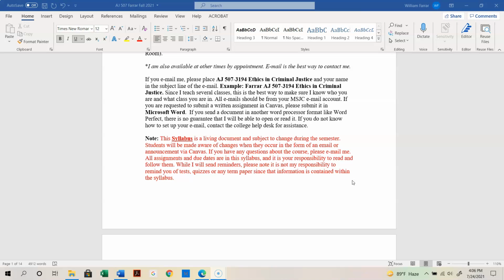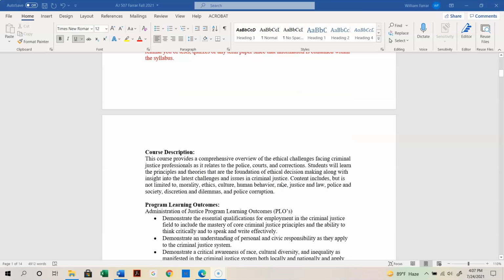Also understand that all assignments and due dates are in this syllabus. So while I'm going to help you and send out reminders on due dates, etc., it really is your responsibility to know when things are due and to plan accordingly in order to make sure that you get all of your assignments turned in, okay?